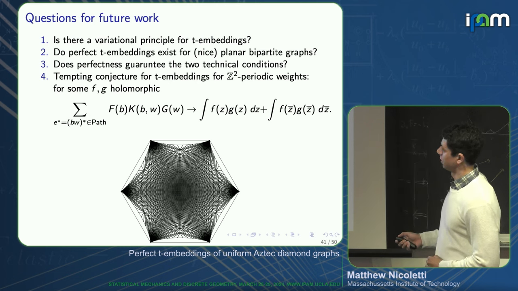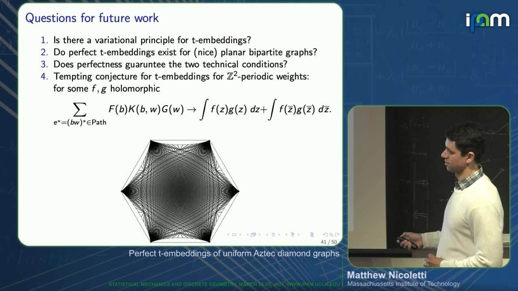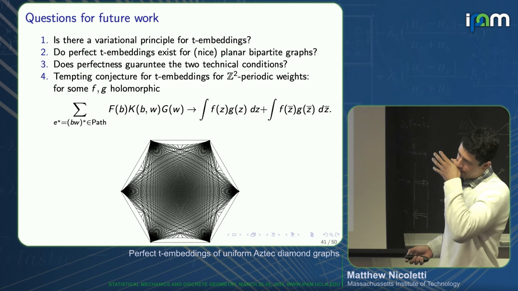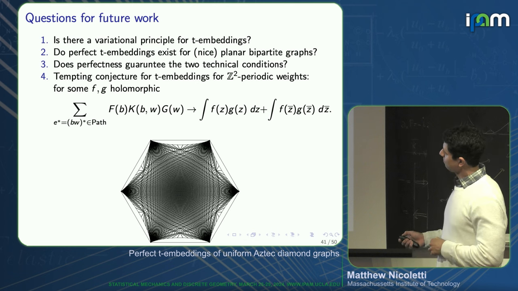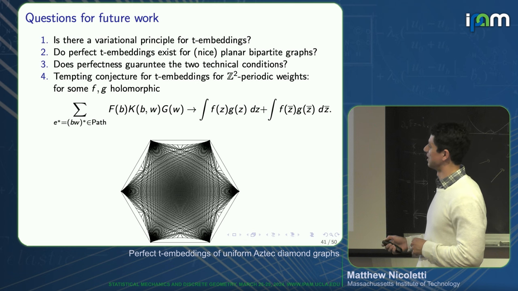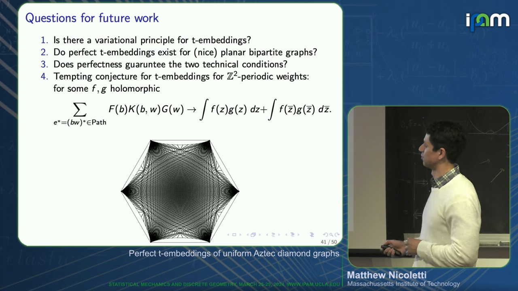I wrote this in a terrible way, but the tempting conjecture is that this capital F corresponds to a holomorphic function little f, and this capital G corresponds to a holomorphic function little g, and that you have this type of convergence. Anyway, this is a tempting, general conjecture.